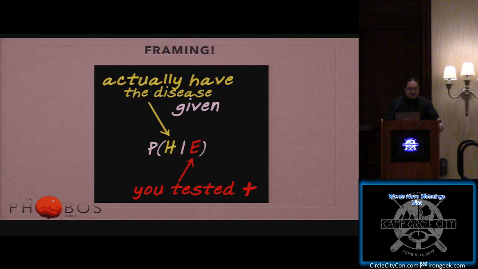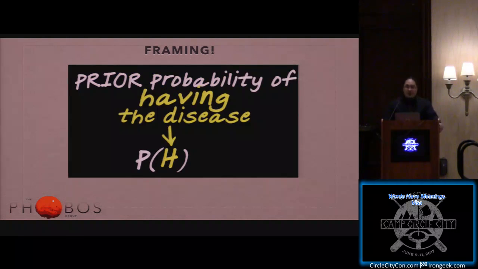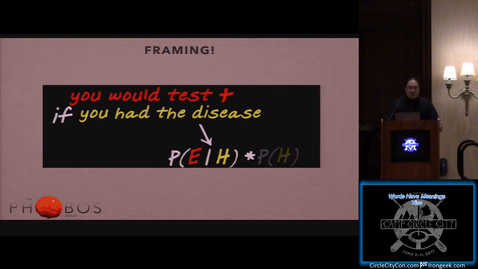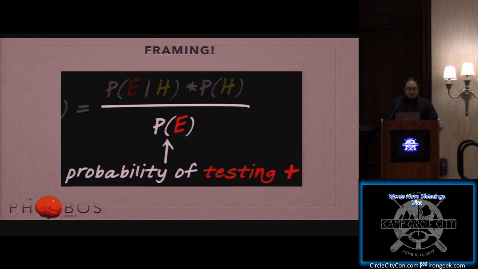You start with a given hypothesis, in this case, that you're actually sick, and an event that you tested positive. Then to calculate this, you take the prior probability of the hypothesis being true, basically how likely you thought you had this disease, which we know generally affects 0.1% of the population, so 1 in 1,000. You multiply that by the probability of testing positive for the disease if you actually had it.